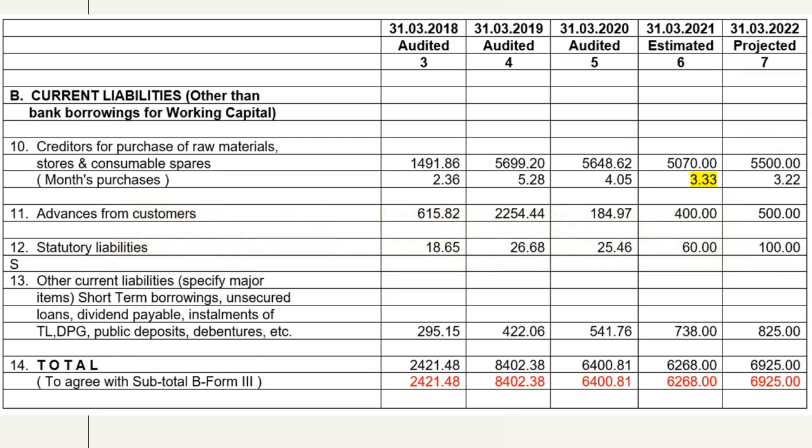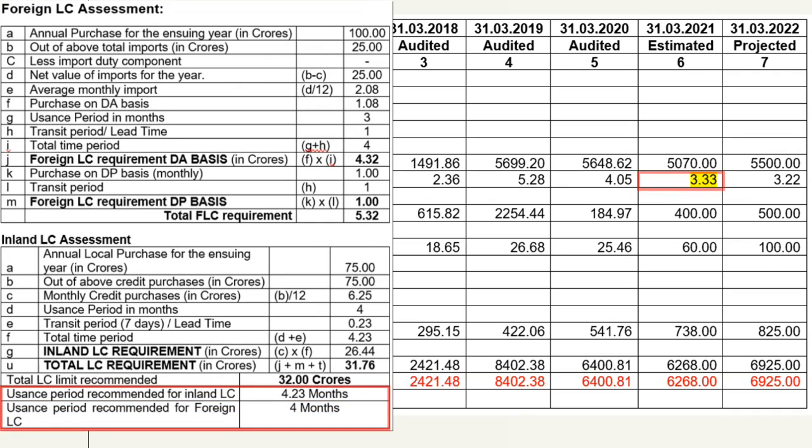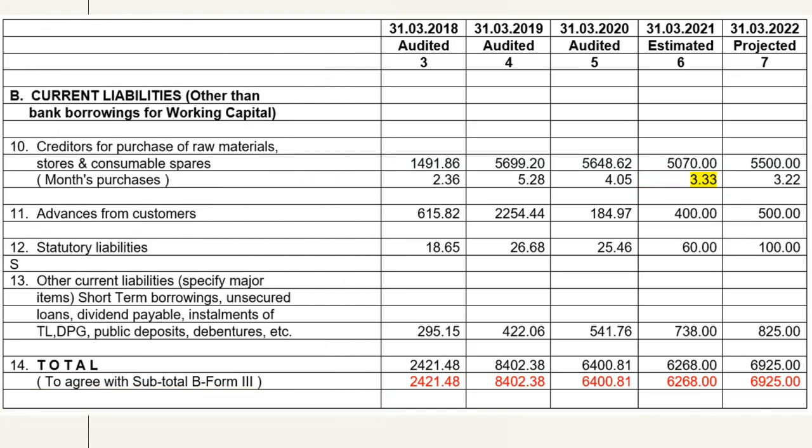Be careful in these cases. For this company, it's requesting a usance period of around 4 months and the number of months of projected creditors are around 100 days. Since both are comparable, we may accept the same.